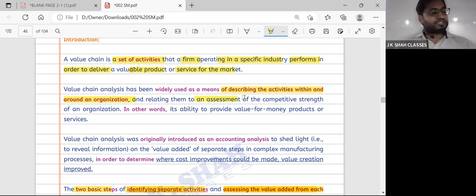Relating them to an assessment of competitive strength of an organization. In other words, the ability to provide value for money products. The whole point of value chain analysis again here is to create value in the eyes of the customer so that the customers buy our product on a regular basis.